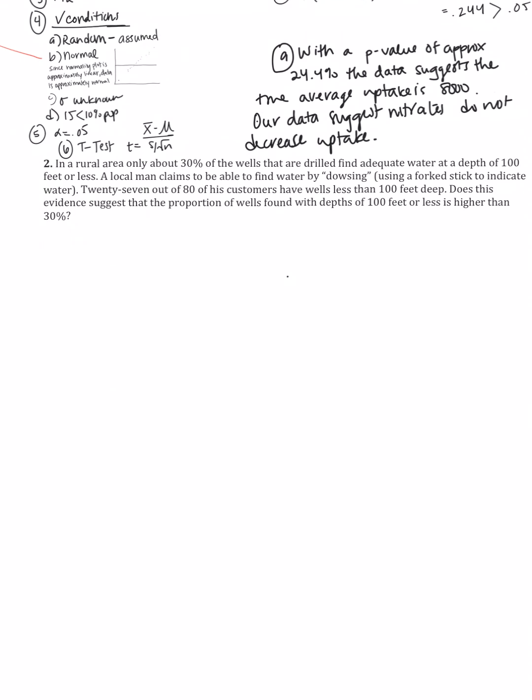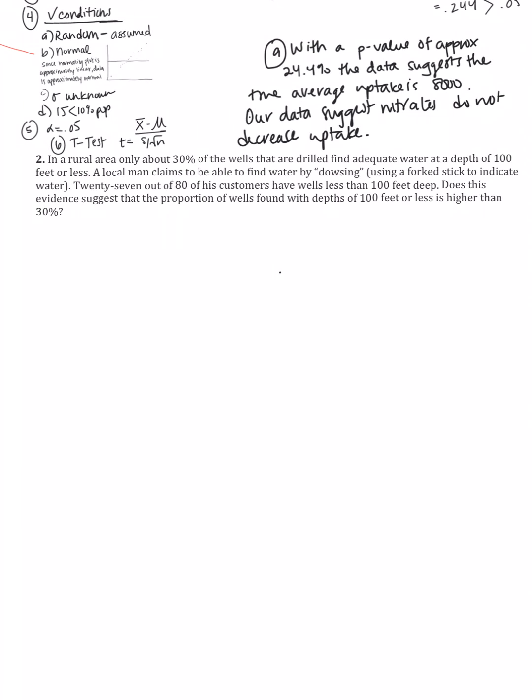Number 2, in a rural area, only about 30% of the wells that are drilled find adequate water at a depth of 100 feet or less. A local man claims to be able to find water by dowsing using a forked stick to indicate water. 27 out of 80 of his customers have wells less than 100 feet deep. Does this evidence suggest that the proportion of wells found with depths of 100 feet or less is higher than 30%?